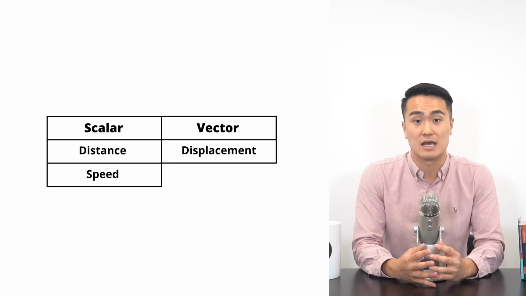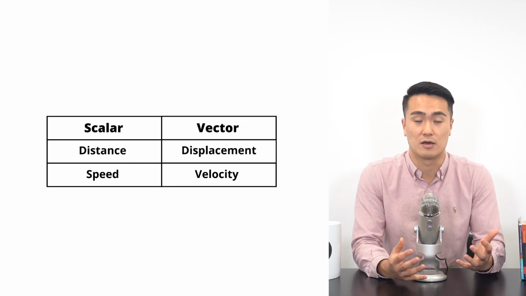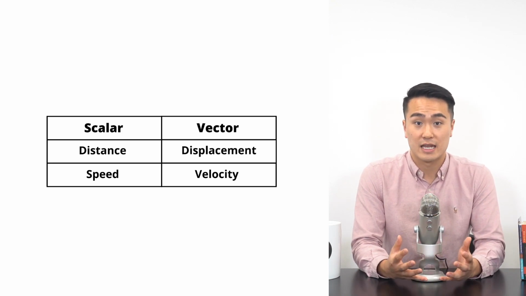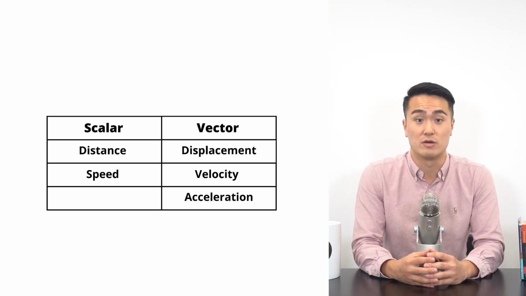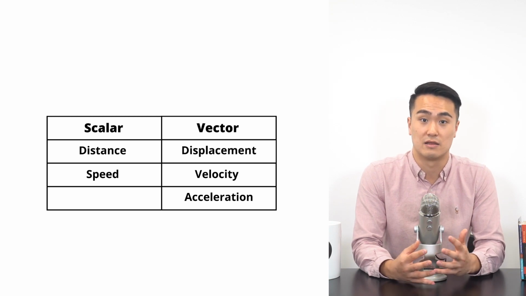Likewise, speed is a scalar quantity whilst velocity is the equivalent vector quantity. Finally, acceleration is a vector quantity with no special word to describe the scalar version.